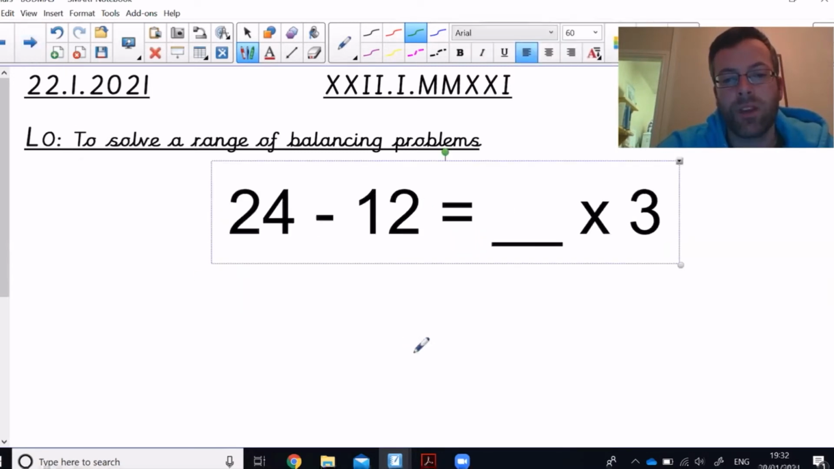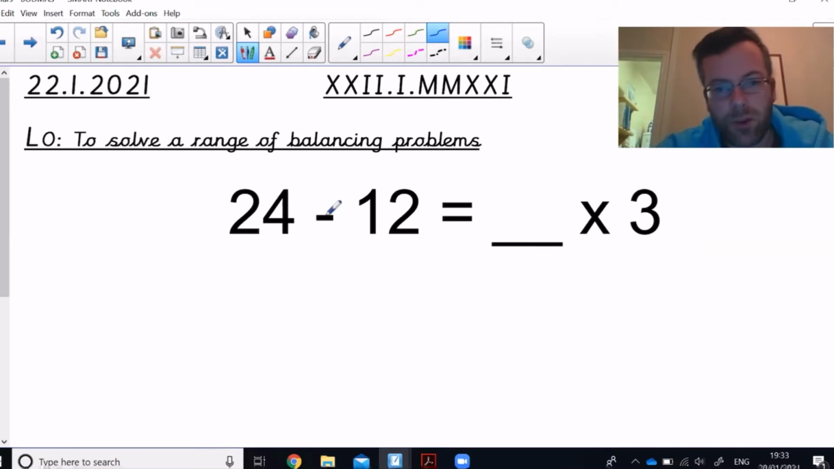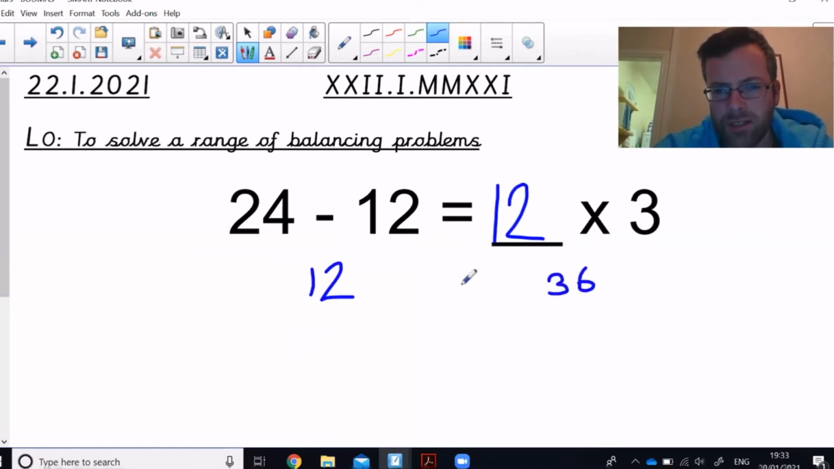Look at the next one. 24 take away 12 equals something times 3. And what I see all of the time is a mistake. I'm making a mistake on purpose. They see 24 take away 12. Well, that's 12, so I'll just put 12 in there. And then they need to think, well, is 24 take away 12 the same as 12 times 3? Well, 24 take away 12 is 12. 12 times 3 is 36. So that 12 is not the same as 36. So it's not 12. So let's get my rubber out.